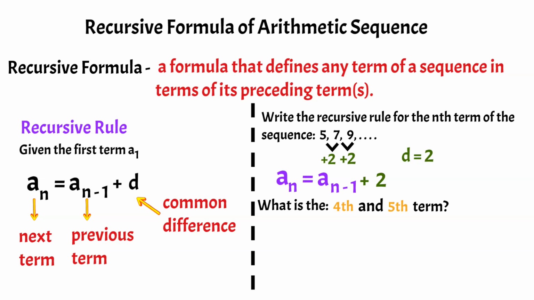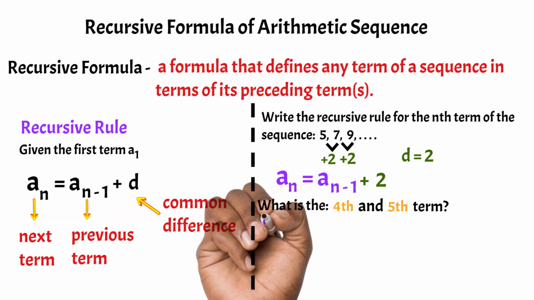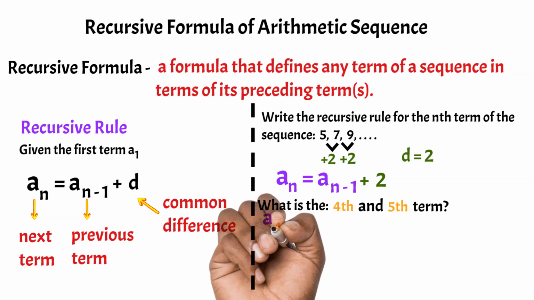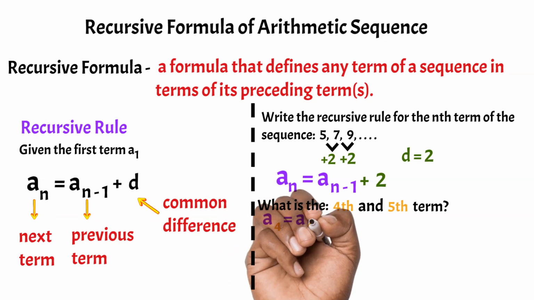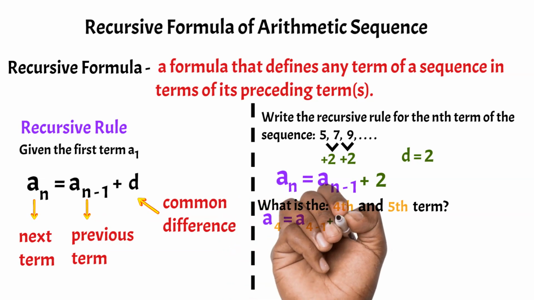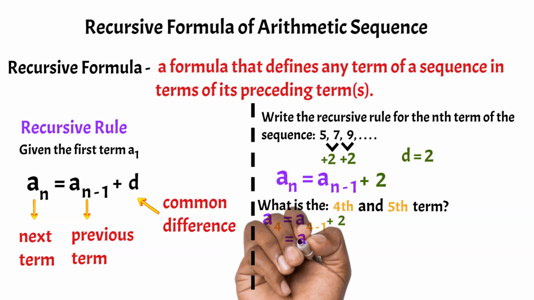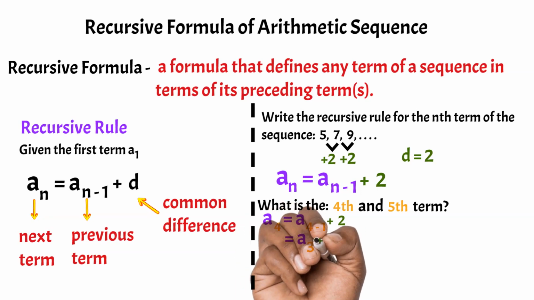Okay, now let's look at the next question. What is the fourth and fifth term? So let's start with the fourth term. Since we want the fourth term, n equals 4. Now plug in 4 for all the n terms. A sub n equals a sub 4 minus 1 plus 2.